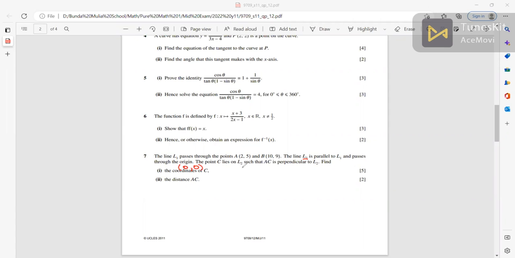The point C lies on L2, such that AC is perpendicular to L2. Find the coordinate of C. Okay, so let's say we have L1 parallel to L2, and then we have C lying on L2, so let us say this is C, and it's perpendicular to L2. It's A.